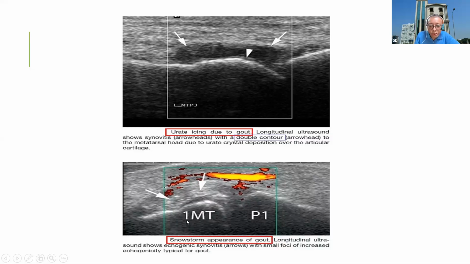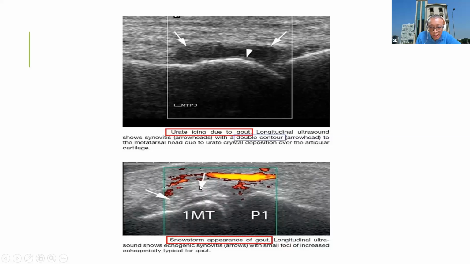And if you just turn on the color Doppler, you can see basically lightening up of the color Doppler. The picture below is a typical picture of the snowstorm appearance of gout. This is the first metatarsophalangeal joint, and you can see the capsule is distended. If you look nicely, you can see the articular hyaline cartilage, and over the hyaline cartilage you can see a line. This is known as urate icing or double contour sign.